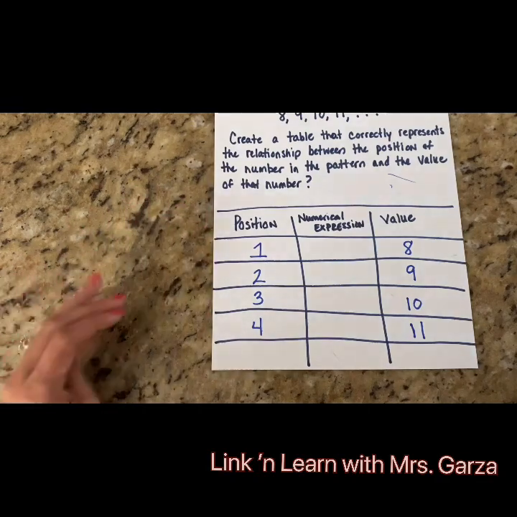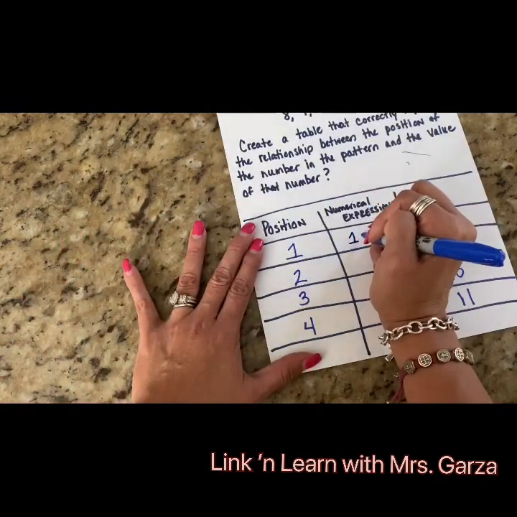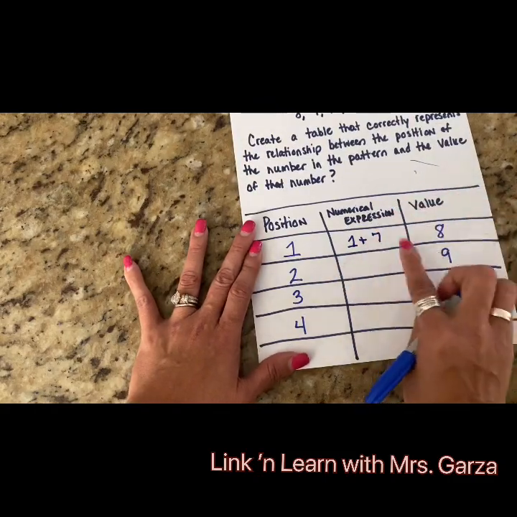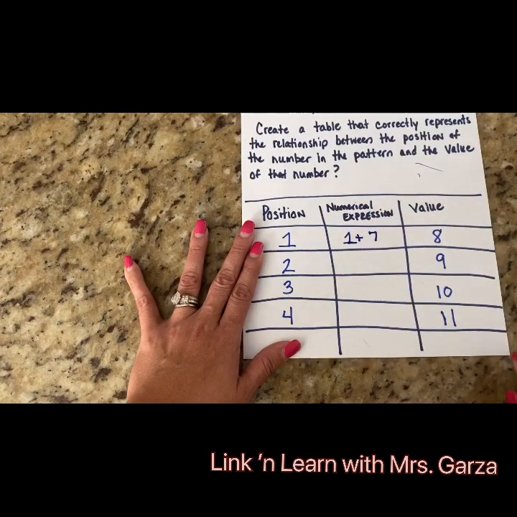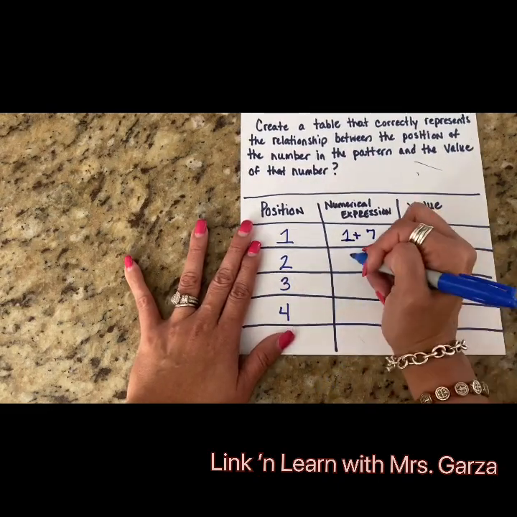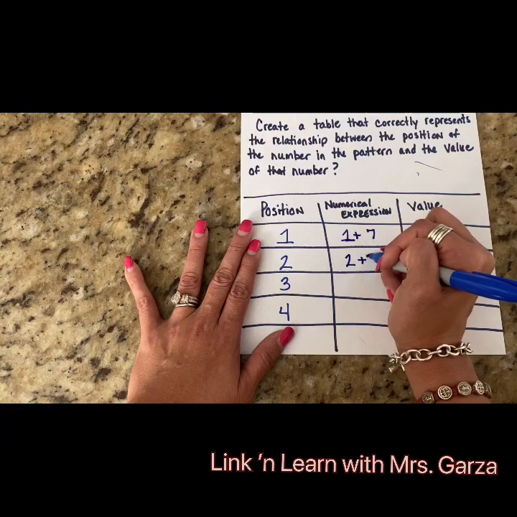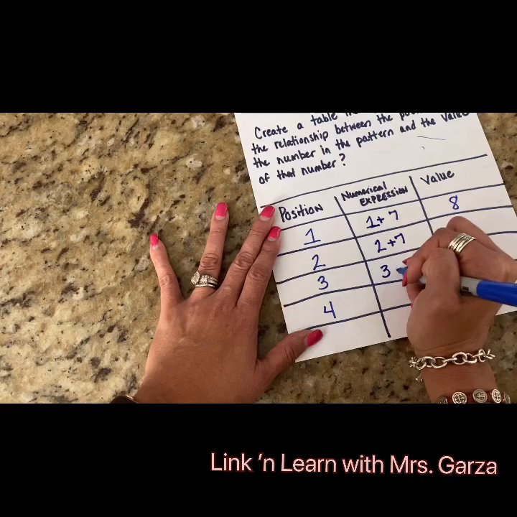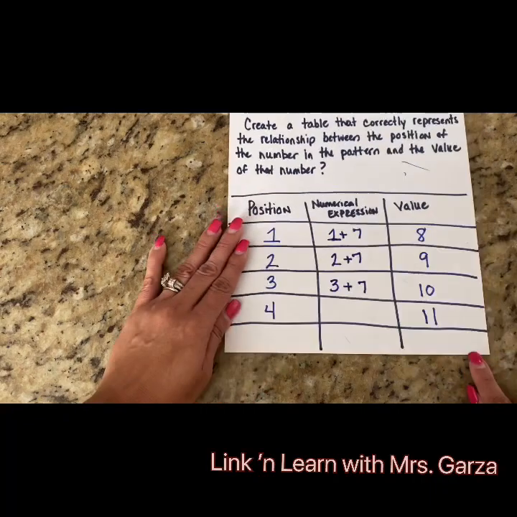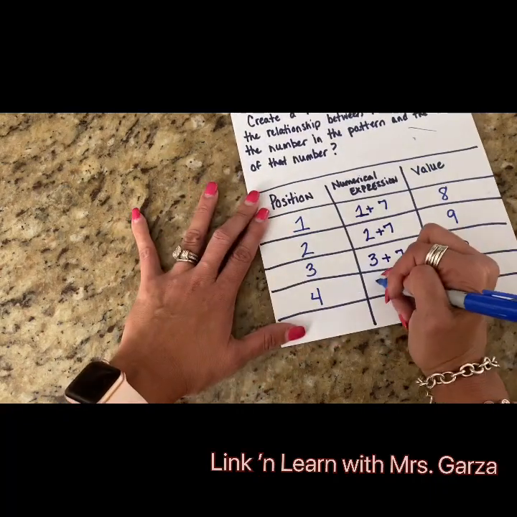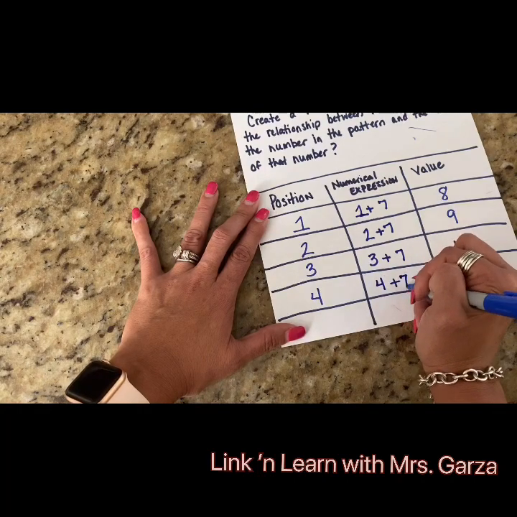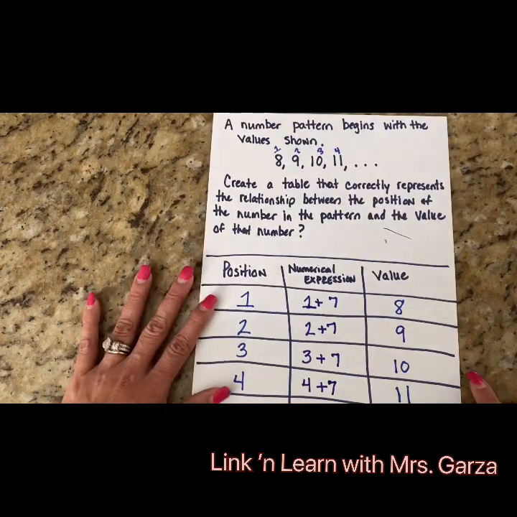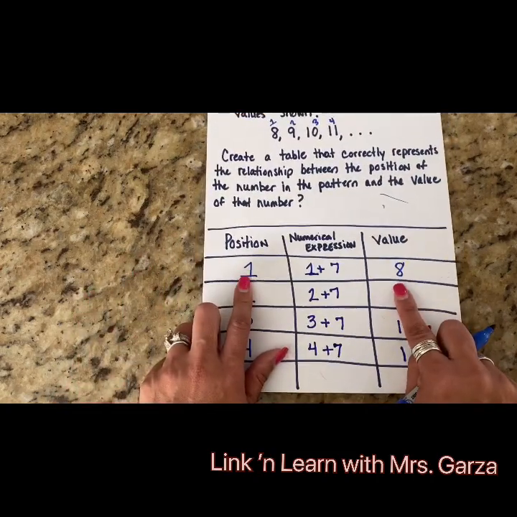So let's try our addition. 1 plus what would give me 8? 1 plus 7. Okay. So let's go ahead and try with position number 2. The second position plus 7, does that give me 9? Yep, it sure does. The third position plus 7, does that give me 10? Yep, it sure does. And the fourth position plus 7 gives me 11. Yep, it sure does. So here you see the relationship between the position and the value, okay?